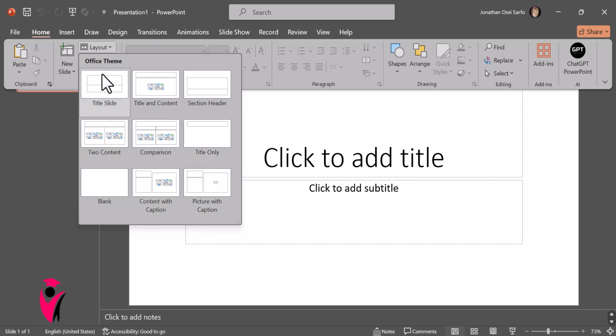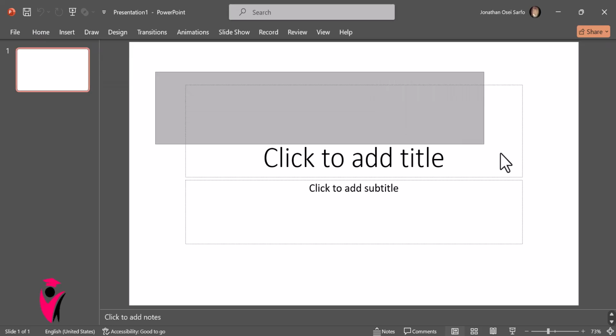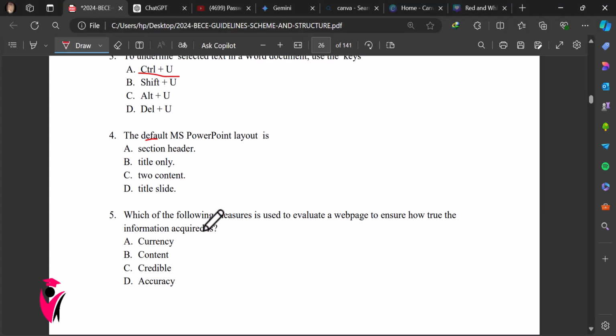Now, as you can see, this one is highlighted. That is the title slide. So that is the default layout of Microsoft PowerPoint. So when we open the page, this was the layout, which is the title slide. So that is the answer to that particular question. So the answer is D, title slide.